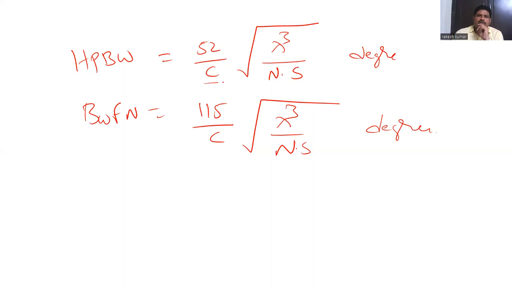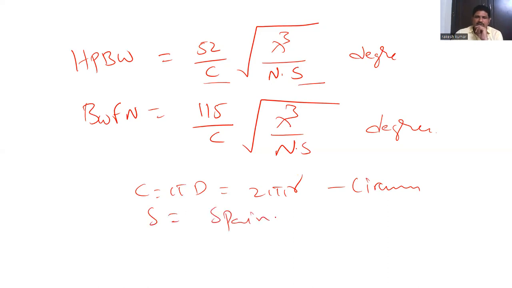Here, what is meant by C? C is equal to pi d or 2 pi r, which is nothing but the circumference. S is the spacing, and lambda is the wavelength. N is the number of turns.